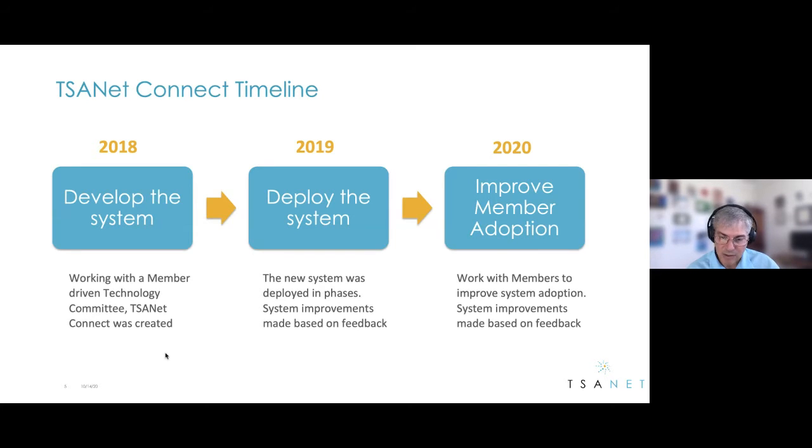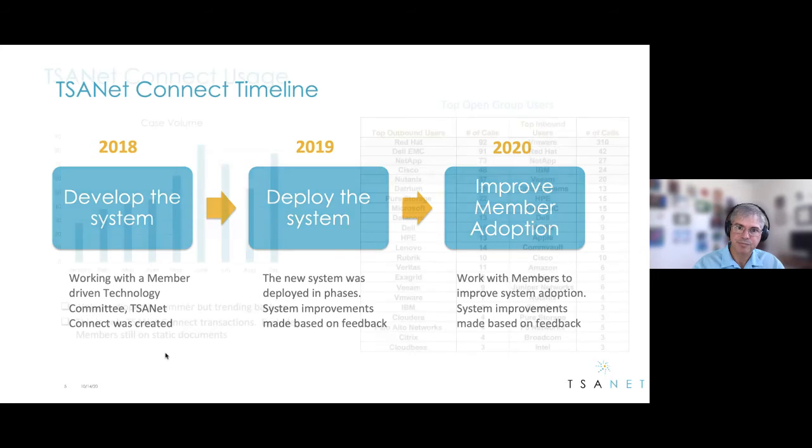In 2019, we did deploy the system. If you remember, if you were around through 2019, it was a very phased approach. But we enter into 2020, where now all members are on the system. We've ramped down all the other systems, and 2020 has been focused on getting the system in use, getting the usage up, working out any of the kinks, and getting all the members on the TSANet Connect process, because there were some that we brought over to the system that still had static processes, and I'll talk about that in a little more detail. But this is the high-level timeline.